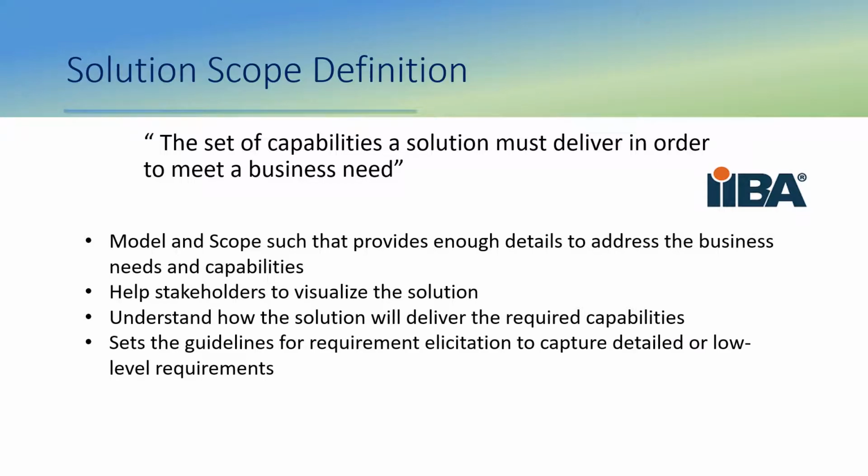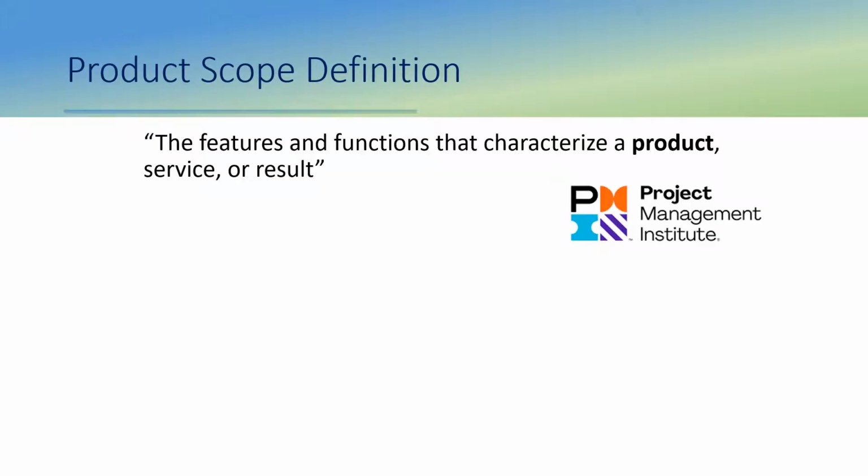This also becomes the guidelines for requirement elicitation when the business analyst actually works on capturing the detailed or low-level requirements. What is product scope? Project Management Institute (PMI) defines product scope as the features and functions that characterize a product, service, or result. Whether considering design functions or component parts, the key point is that the product scope refers to the actual tangible product. The product scope does not refer only to goods.